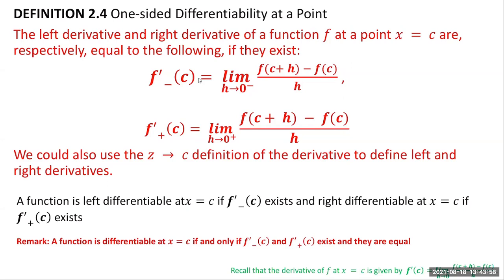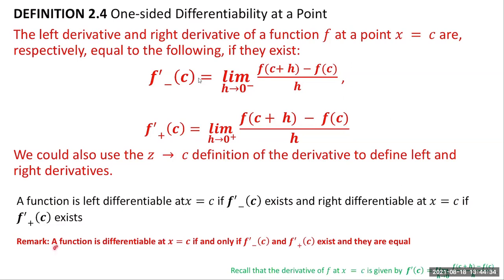All right. And then here is an important remark. Actually, this is a definition. A function is left differentiable at x = c if f prime minus c exists. That means the left derivative exists. If the left derivative at x = c exists, then we say that the function is left differentiable. And if the right derivative at x = c exists, we say that the function is right differentiable.